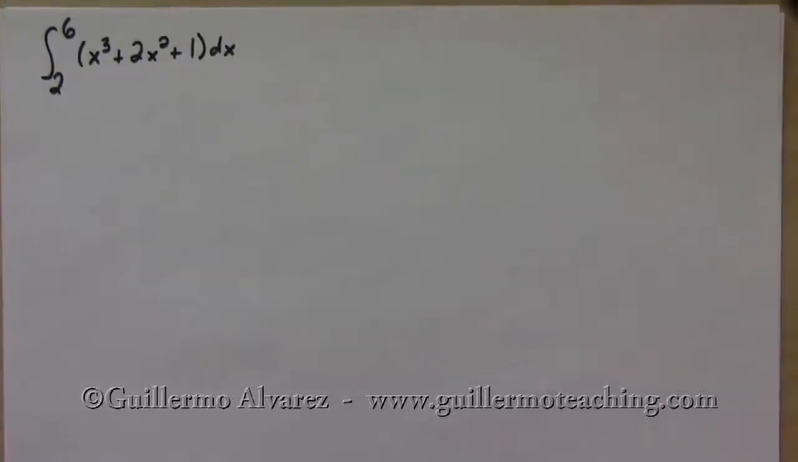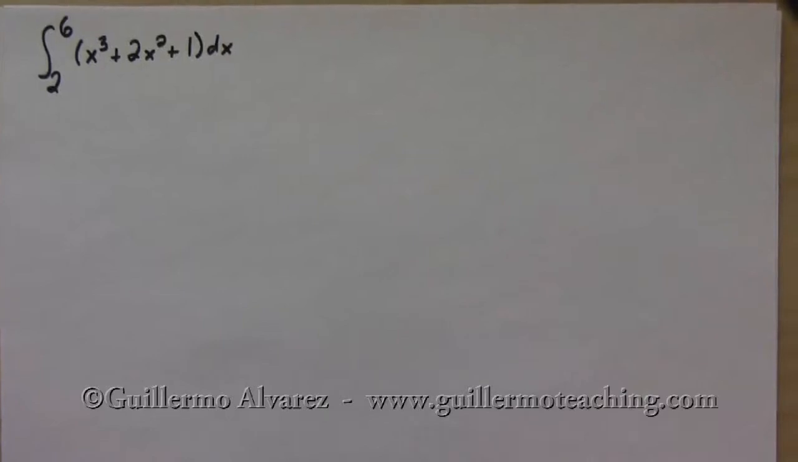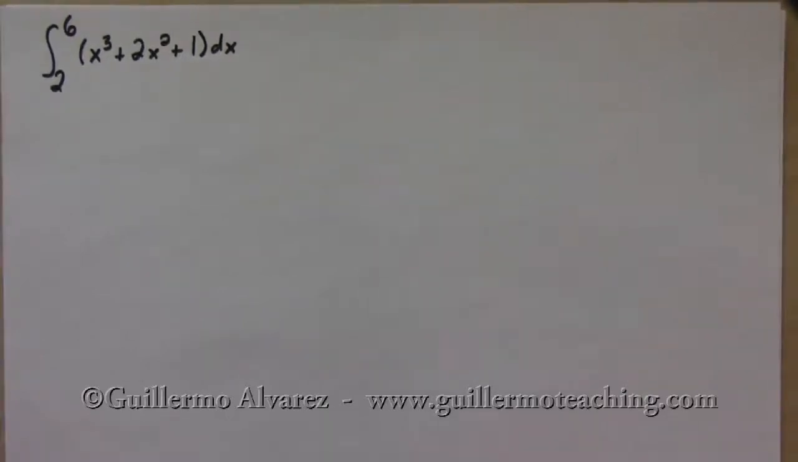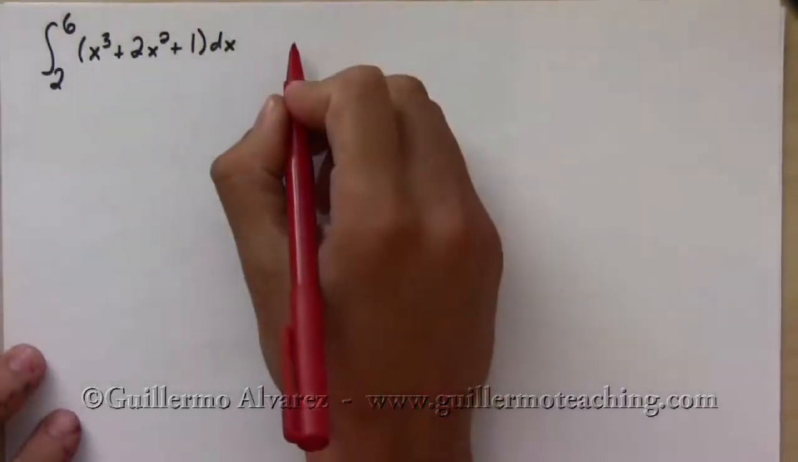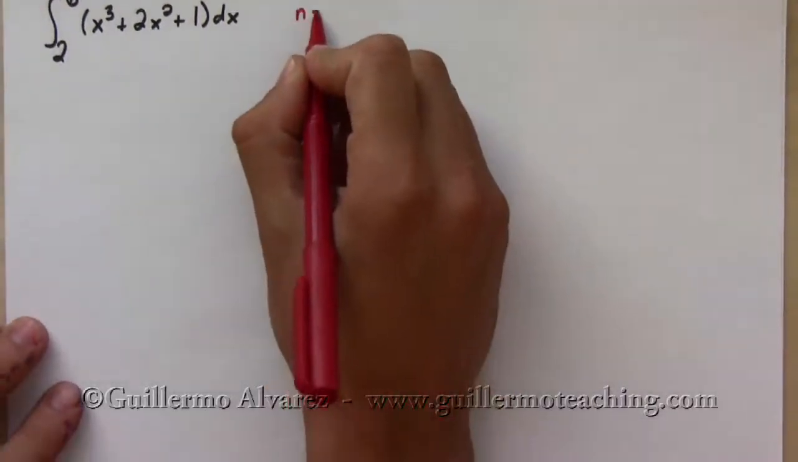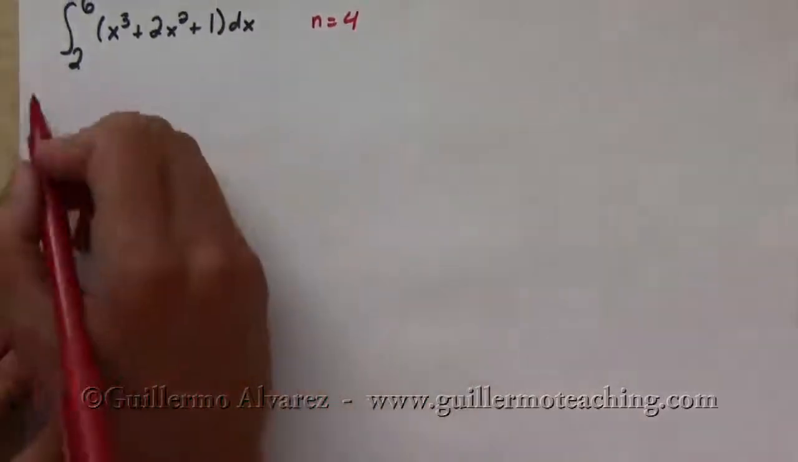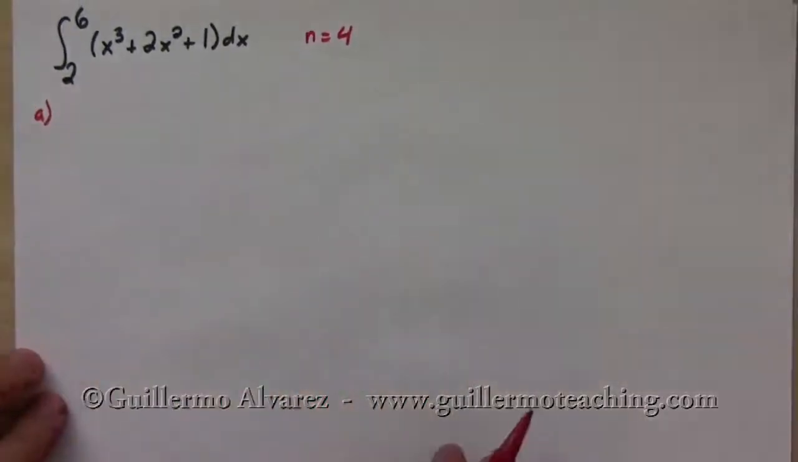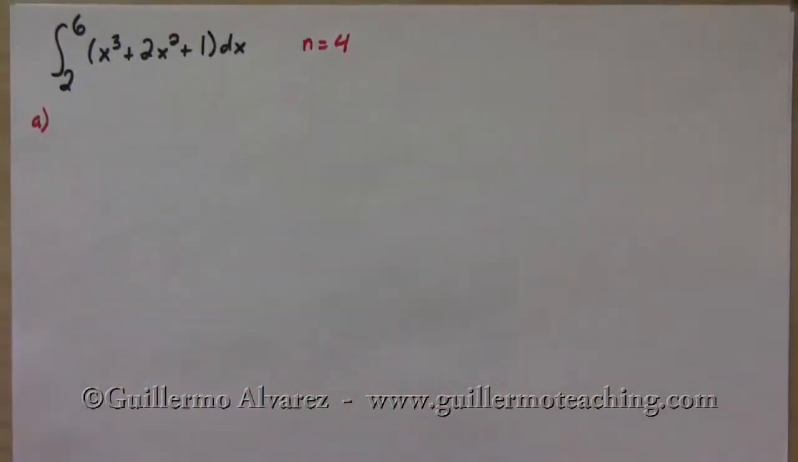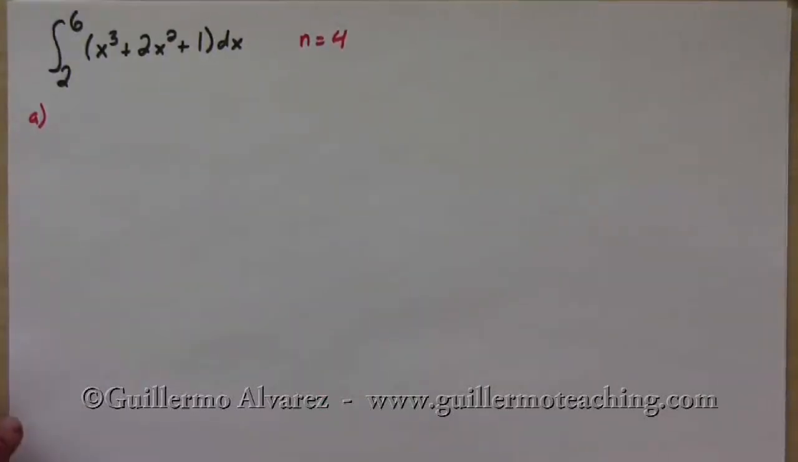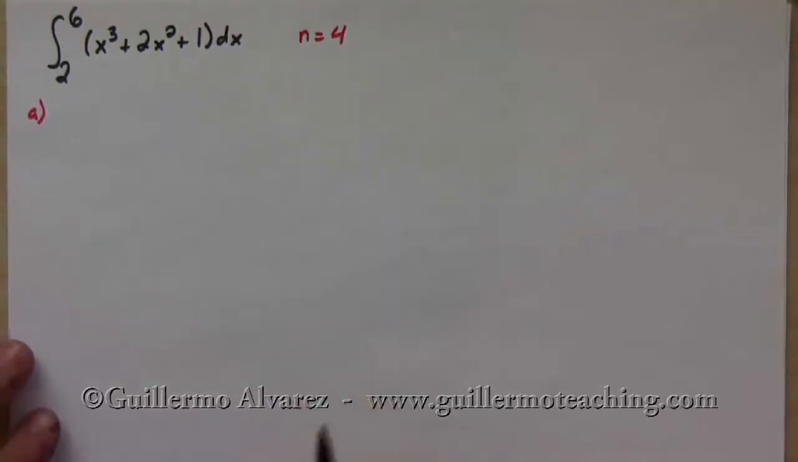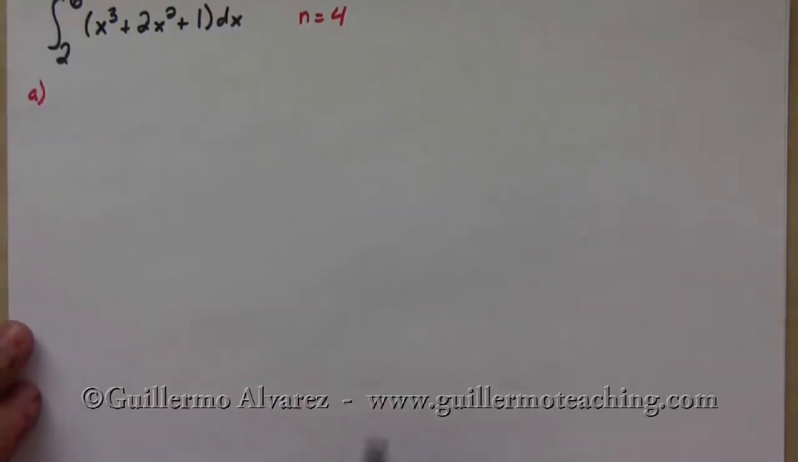Okay, so this problem now we're going to do it without the picture. So the first thing is we're going to find the approximation, and remember that n is equal to 4. Since on the last problem I already did left, middle, and right, in this one I don't want to spend too much time on the difference between them, but we'll write all of them out.